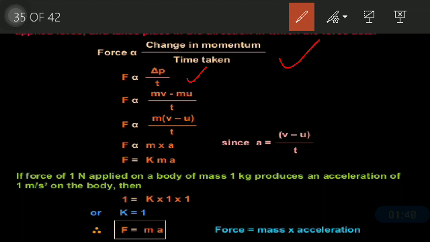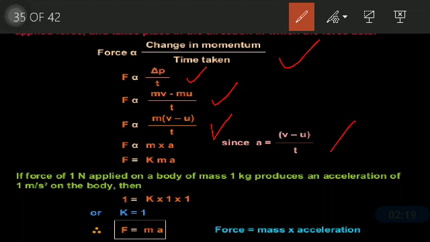Now, momentum is equal to the product of mass and the velocity of an object. So, change in momentum is given by mv minus mu. So, force is directly proportional to mv minus mu upon time taken, that is t. Now, in the next step, we will take out mass as common. What is left inside the bracket is v minus u. So, it becomes m times (v minus u) whole divided by t.